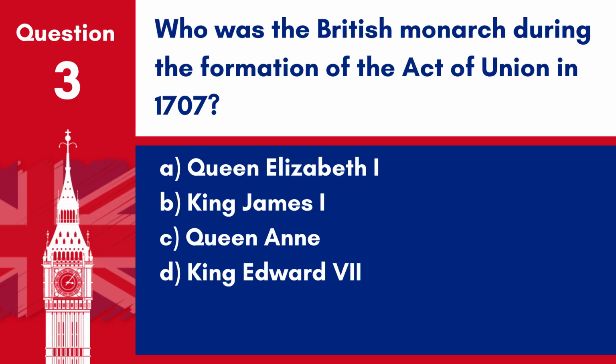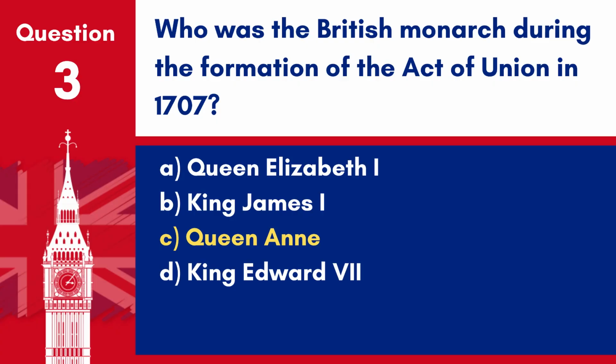Question 3. Who was the British monarch during the formation of the Act of Union in 1707? A. Queen Elizabeth I. B. King James I. C. Queen Anne. D. King Edward VII.